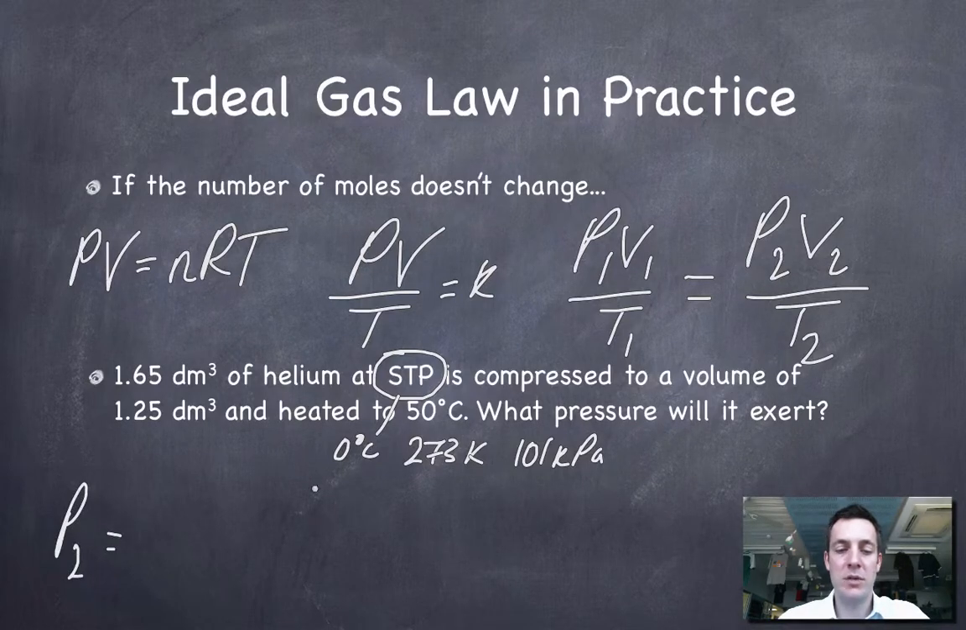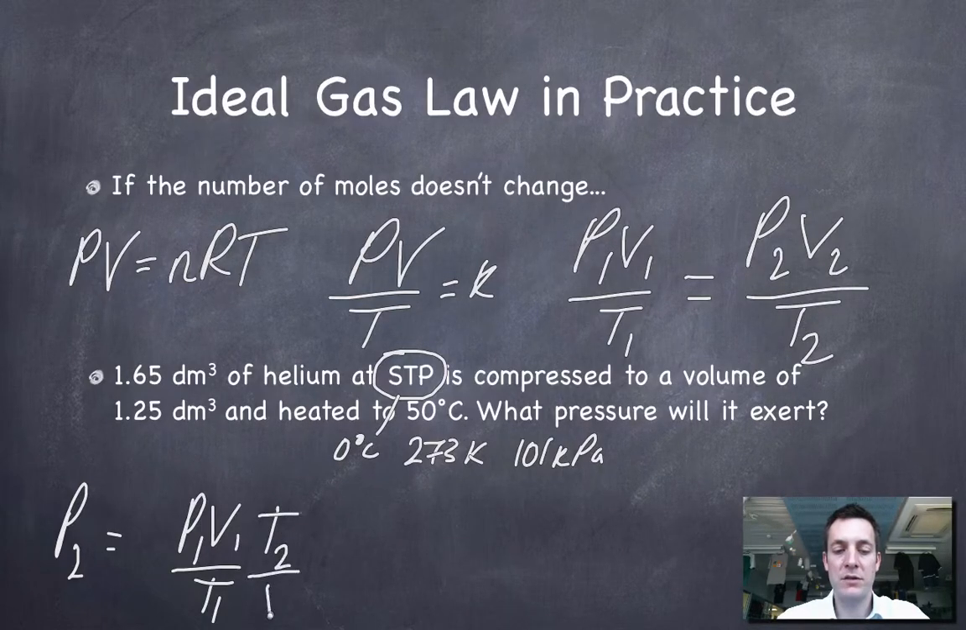P2 is going to be equal to P1 V1 over T1, divided by, because P2 was multiplied by V2 on T2, so divided by V2 on T2, which is the same as multiplying by T2 on V2.